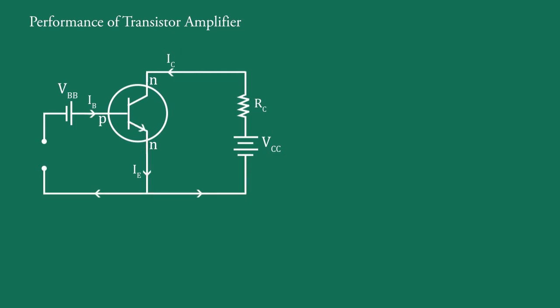The emitter is forward biased by using battery VBB. The collector is reverse biased by using battery VCC. The low input AC voltage signal is applied at input terminals. The amplified output is obtained across the collector and emitter.